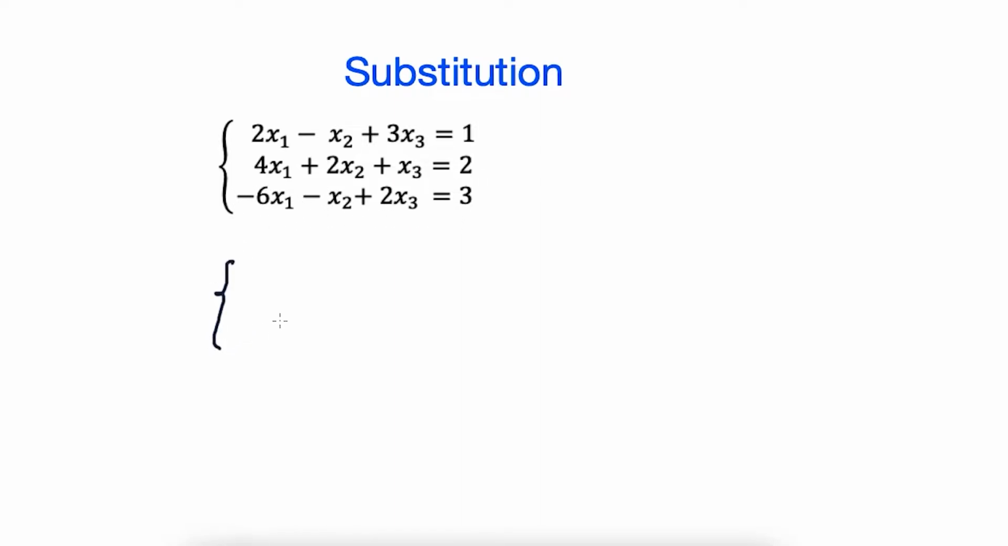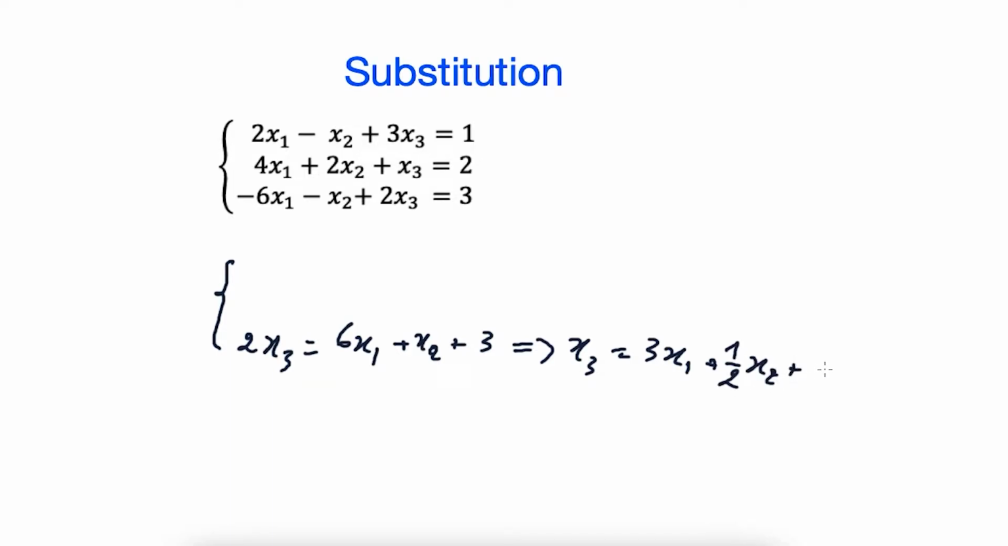We will write 2x3 in function of x1 and x2, so it will be 6x1 plus x2 plus 3. So when we divide by 2, this will be x3 equals 6 over 2, which is 3x1, plus 1/2 x2 plus 3 over 2. So this is the value of x3 in function of x1 and x2.